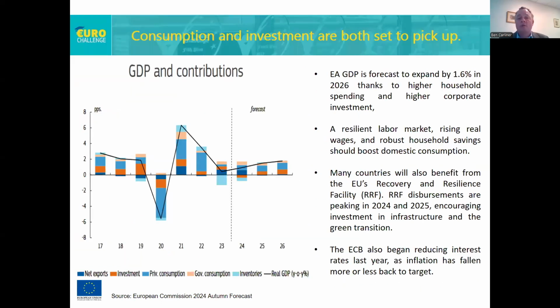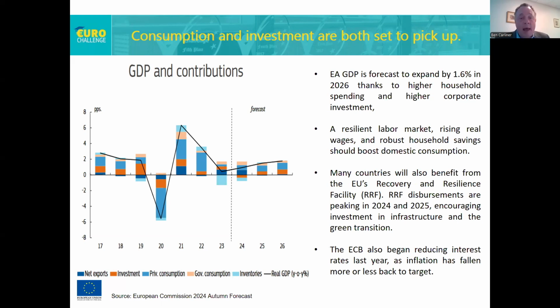So what's driving this? Well, remember I said before, you can break down GDP into household spending and business spending and net exports and government spending. Well, this chart breaks down GDP by these components. And what it shows you is that higher household spending basically is the thing that's going to be driving growth over the next couple of years.